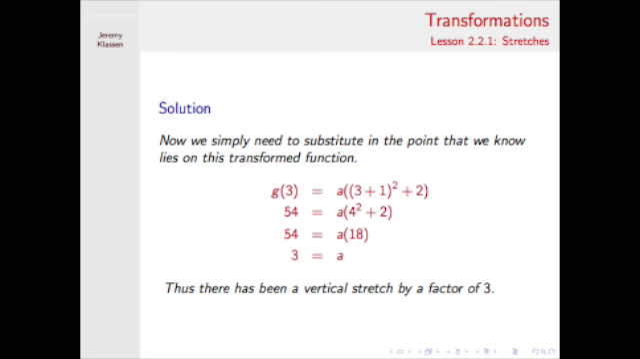So we know that g(3) is going to equal a times (3 + 1)² + 2. That's just function notation. But we also know that g(3) has to be 54. On the right-hand side, then, that 3 + 1 becomes 4, which will be squared, plus 2. 4² + 2 is going to be 18, so 54 is equal to a times 18. And by a quick division, we see that a is equal to 3. Thus, the vertical stretch is a stretch by a factor of 3.